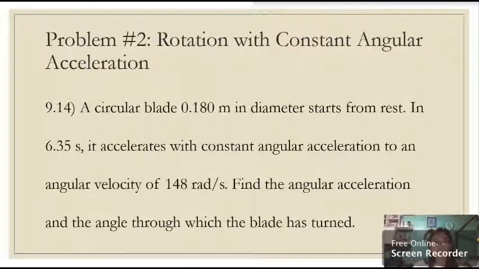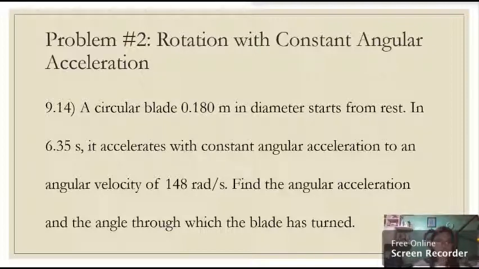So for problem number 2, it is connected to rotation with constant angular acceleration. So the problem is a circular blade 0.180 meters in diameter starts from rest. In 6.35 seconds, it accelerates with constant angular acceleration to an angular velocity of 148 rad per second. Find the angular acceleration and the angle through which the blade has turned. So for this problem, we need to find the angular acceleration and the angle through which it has turned.